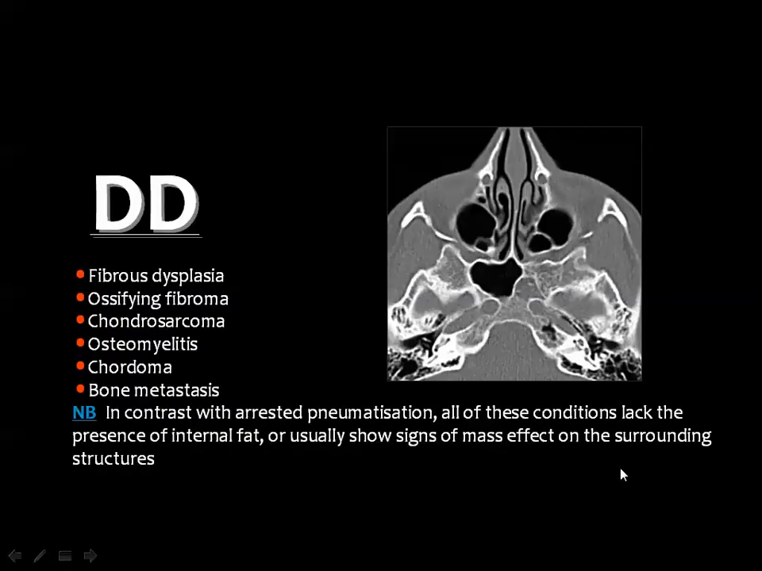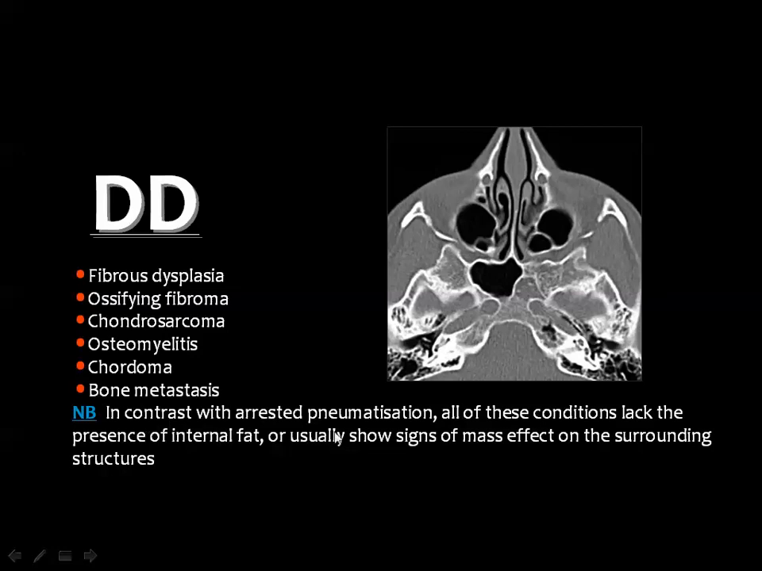But if you go to the CT scan, you can solve the problem very easily, where you can see normal bone distribution and trabecularly intact cortical bone, no evidence of destruction or erosion. And by MRI, this may be included in the differential diagnosis of arrested pneumatization, fibrous dysplasia, ossifying fibroma, chondrosarcoma, osteomyelitis, chordoma, and bone metastasis.